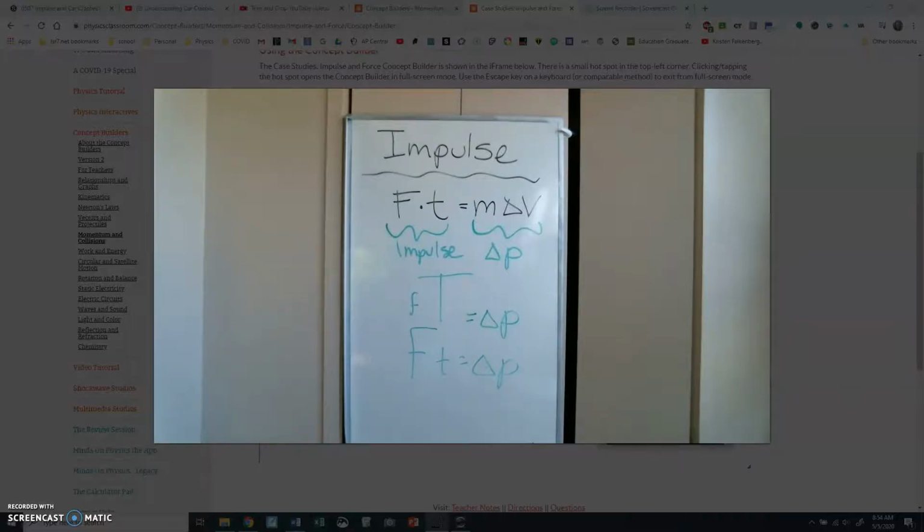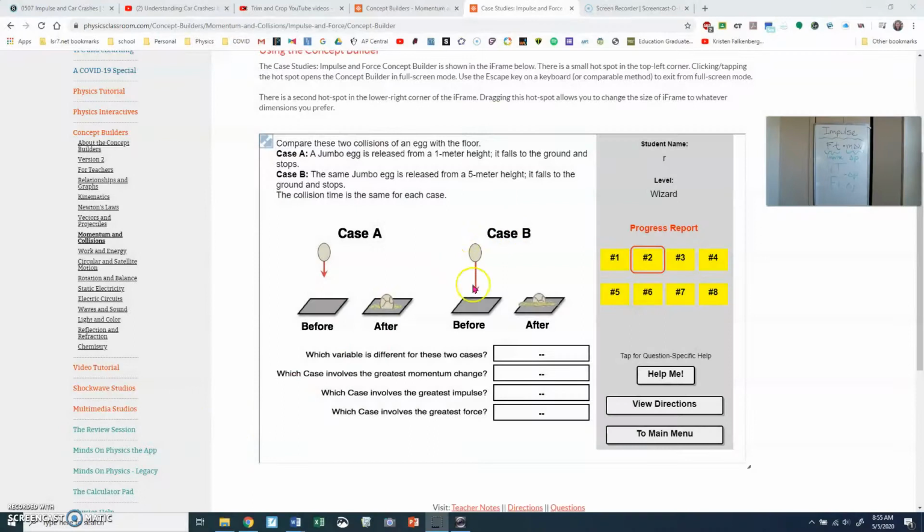When I drop it from a higher height, it has more stored energy. By the time it reaches the ground, it's going faster. So my momentum change is quite different in that scenario. Okay, so I've got a larger change. Is it delta V? Is it time? Is it mass? Neither. It's delta V. The velocity changes. That's what's different between the cases. Which case involves the greatest momentum change? B goes from a faster velocity to 0 velocity. So B has that change.